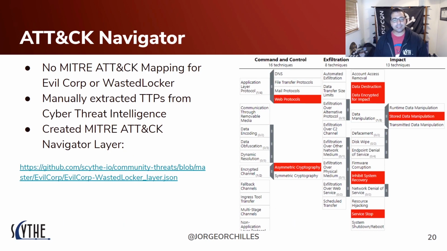Now, none of the cyber threat intelligence I read had MITRE ATT&CK mapping, neither for Evil Corp as a threat actor or group, nor for WastedLocker as a ransomware. So I had to manually extract these TTPs from the cyber threat intelligence and then create a MITRE ATT&CK Navigator layer. I've done that, and here you can see a screenshot on the right of the impact portion. This is what the WastedLocker ransomware does. And there you can see that the JSON layer is available for you to take a look. So let's take a look at that one right now.